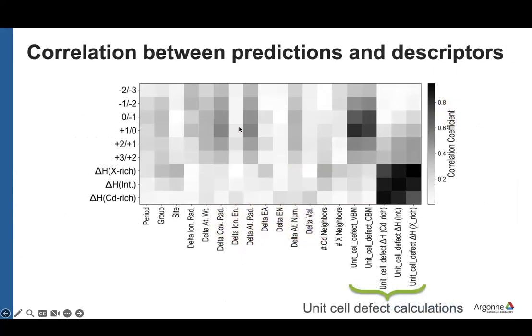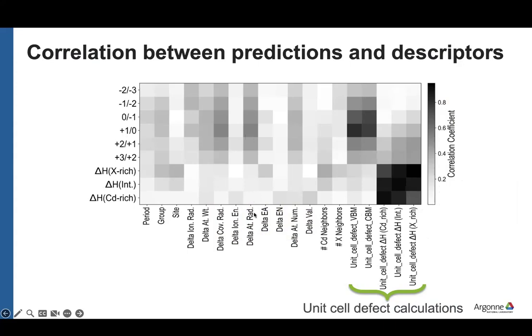So one of the things we do is look at the output, which is the properties of interest, in this case, defect formation energies and charge transition levels, and how they correlate with the different inputs directly. So this shows the correlation coefficients. Light colors are no correlation, dark colors are a strong correlation. And you can see that the unit cell defect calculations have much stronger correlation to the outputs.